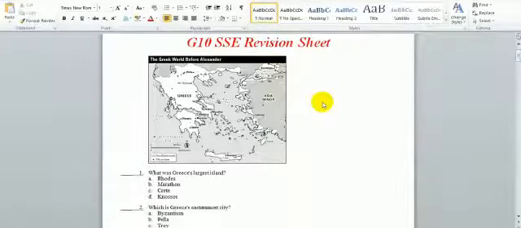Let's get down guys, the first questions are multiple choice. What was Greece's largest island? As we see here, in the eastern part of Greece and the southern part there are many islands, and the biggest one is this island which is called Crete. So Crete is the largest island.